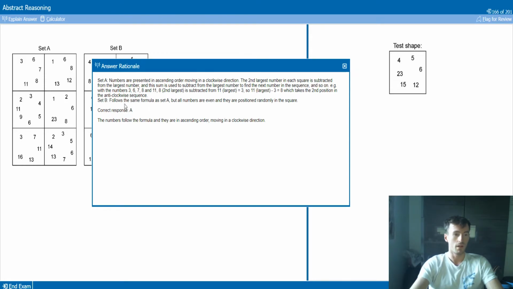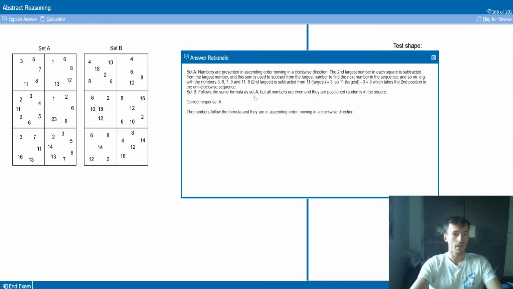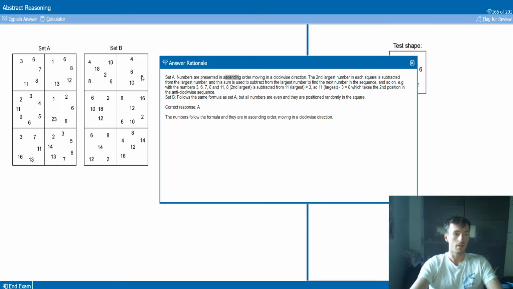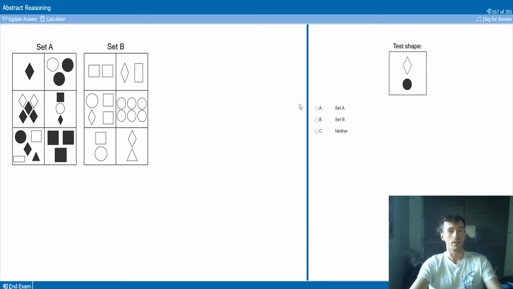Yeah, okay. Set B follows the same formula as set A, but all the numbers are even and they are positioned randomly in the square. Oh, I missed that they were all even. Okay, so yeah, 10 minus 8 is 4. That doesn't make sense. Follow the same formula? Well, okay. So let's see how we did anyway.